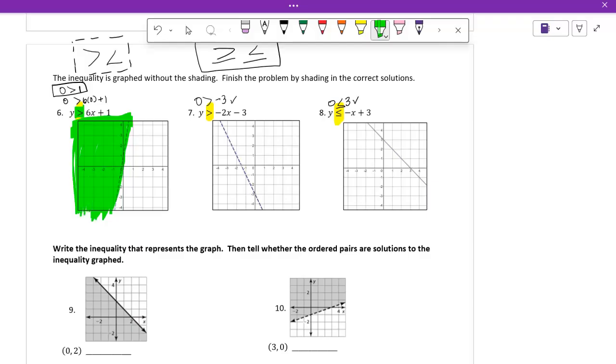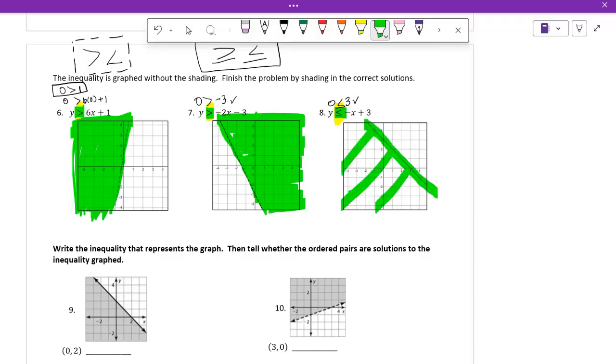Here, this is y is greater than 2x minus 3. I'm going to highlight my line. It's greater than, so everything above this line should be shaded. This is y is less than or equal to. I'm going to highlight my line. Below it, so this region should be shaded.